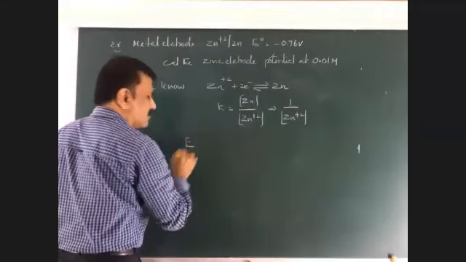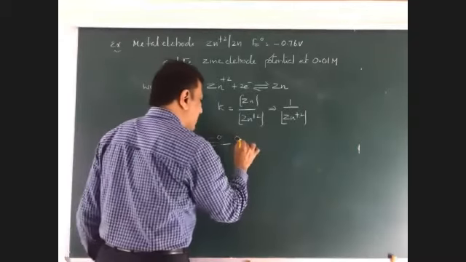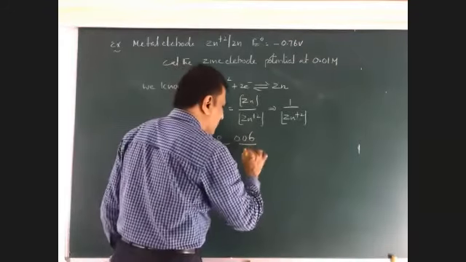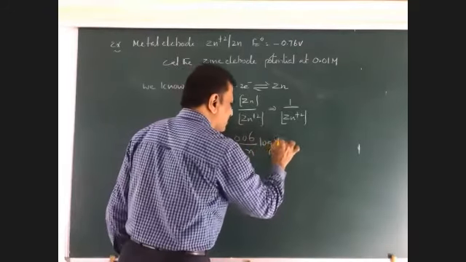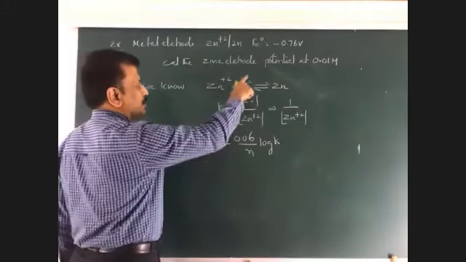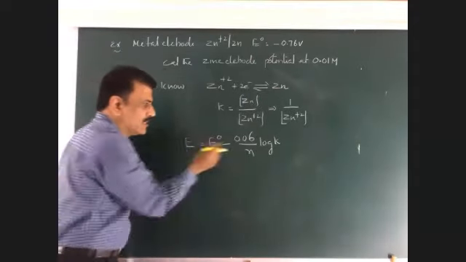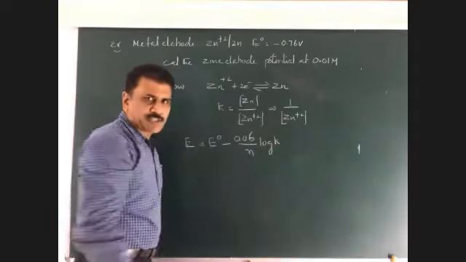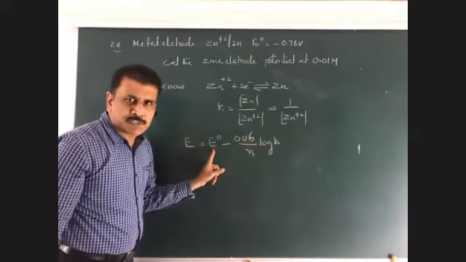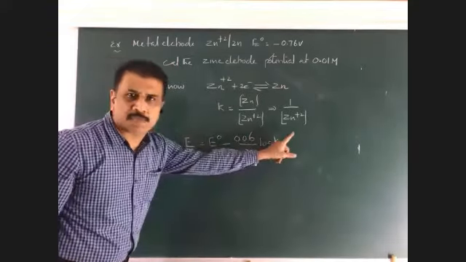So E is equal to E naught minus 0.06 by N into log K. This value is given. What is this value? Reduction potential. If this is reduction potential, this is also reduction potential. The equation of K is also for reduction reaction. So K should be written for reduction reaction. E naught should be reduction potential. Our obtaining answer is also reduction potential. That means all are in the same convention.